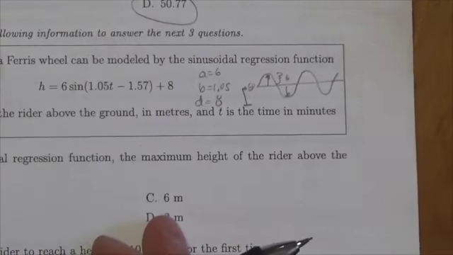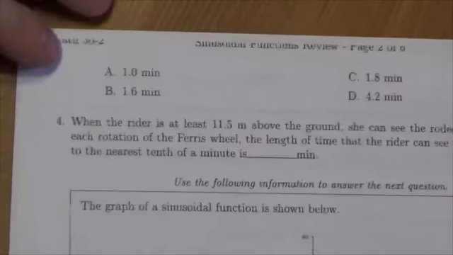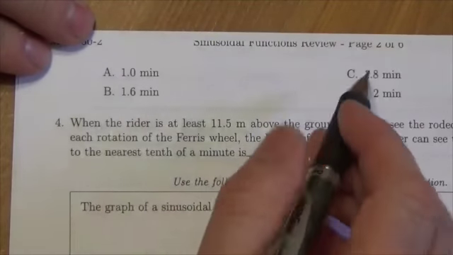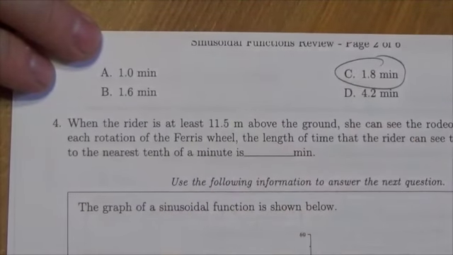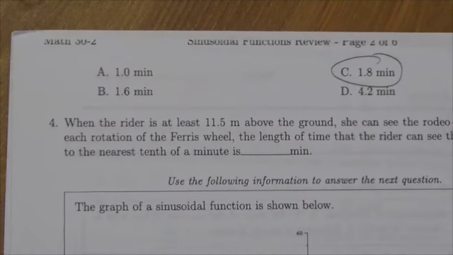1.82. So let's flip this sheet over. It's multiple choice. Do I get a 1.82 somewhere in here? There we go, 1.8. That's how long it takes to get to 10 meters for the first time.